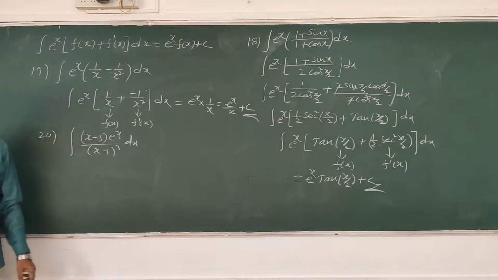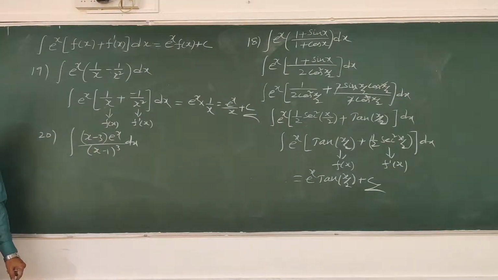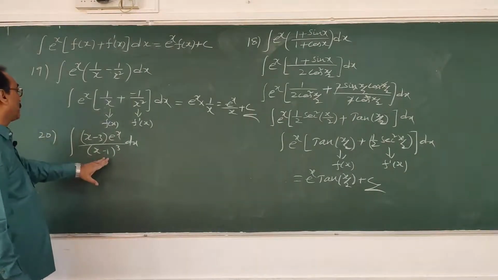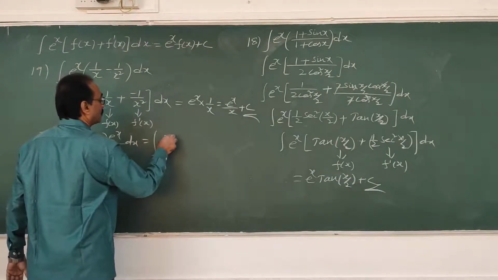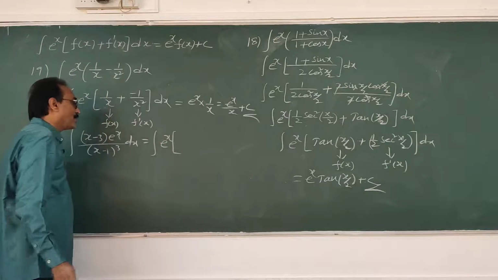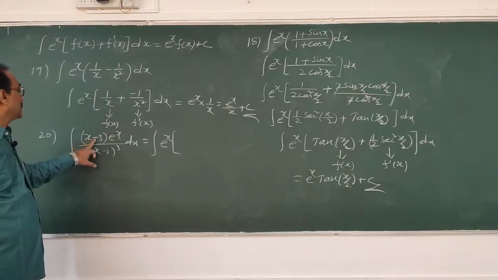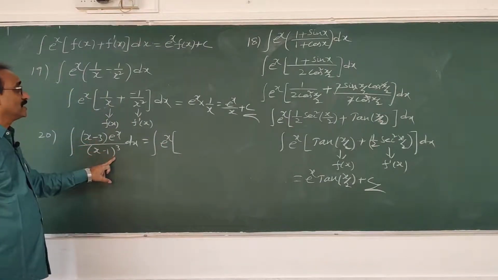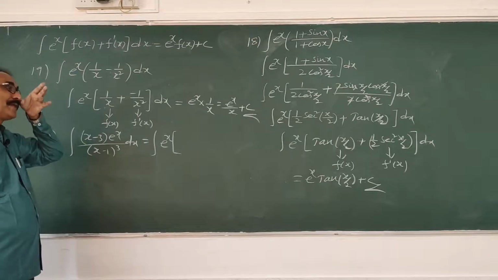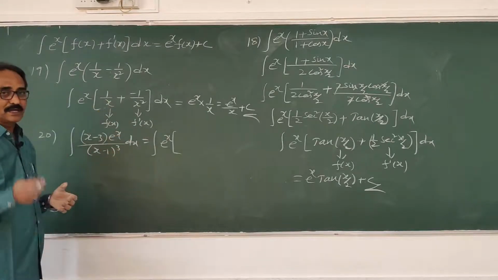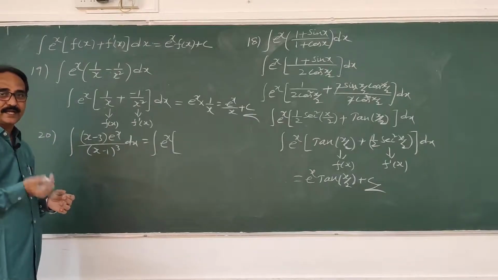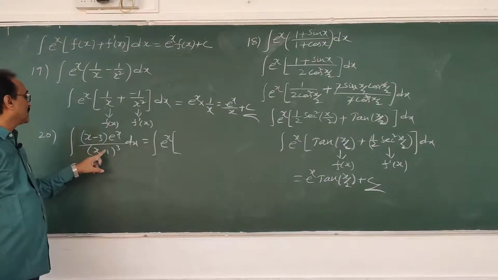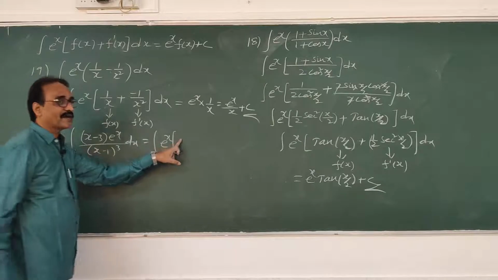x minus 3 into e power x by x minus 1 whole cube. This is the problem given. So now again, integral e power x you write. Now you'll think here x minus 3 is there, and x minus 1 whole cube is there. What I told you previously also, in previous problems, the denominator is very important for us rather than the numerator. In the denominator what is there? x minus 1. Here also I want x minus 1.